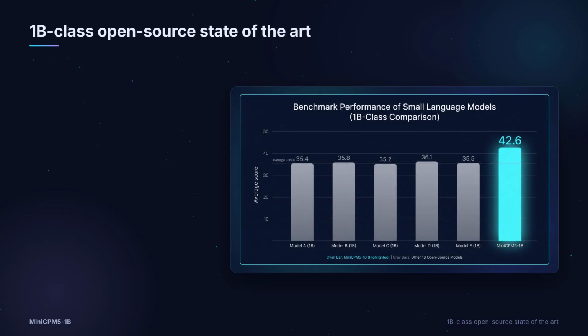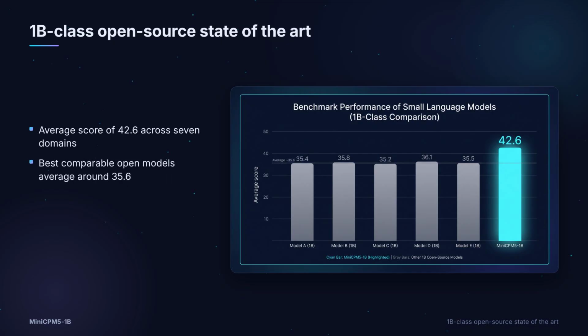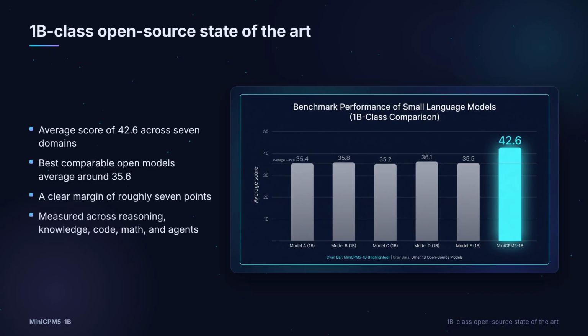Across a broad suite of 7 domains, reasoning, knowledge, code, instruction following, math, logic, and agentic tool use, MiniCPM5-1B reaches an average score of about 42.6. The strongest comparable open-source models in the same 1 billion parameter class average around 35.6. That is a margin of roughly 7 points, which is substantial at this scale. In other words, for its size, this model is at the front of the pack, and it gets there with weights you can download and run on hardware you already own.